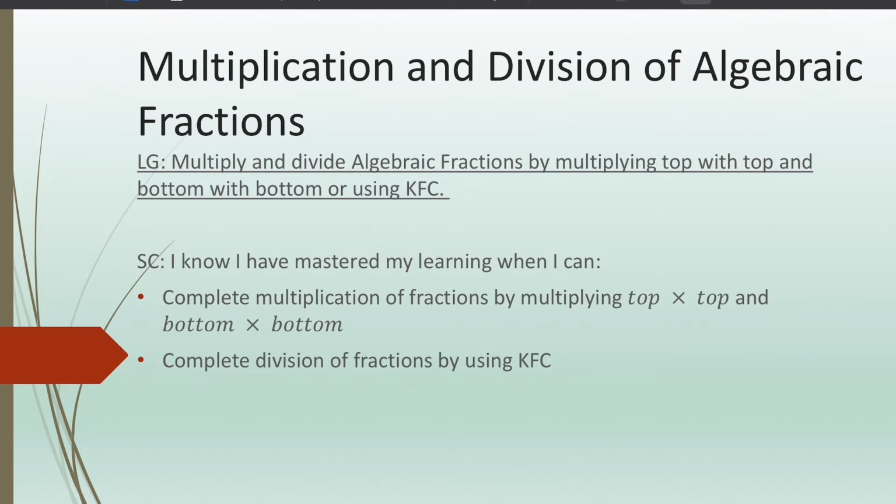Essentially both of these are the same thing. When we're multiplying fractions, we're simply multiplying top with top and multiplying bottom with bottom. Dividing algebraic fractions is going to involve more or less the same process, except we just have to use KFC first. And we'll see exactly what that means in a second.